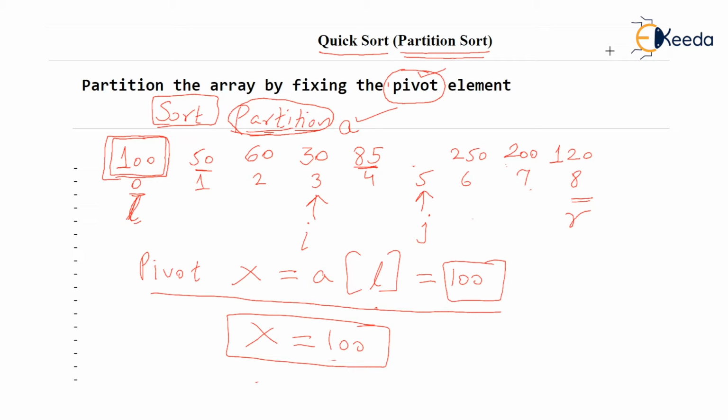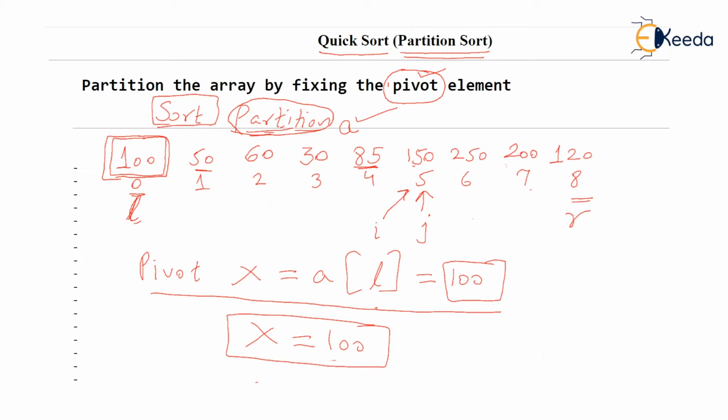So what next? Continue the process. Increase I from its place. From third place, we increase I doing I plus plus repeatedly till we get the first value which is greater than the pivot. And the first value greater than the pivot, observe the array, is 150, which is at fifth place. So the counter I, which was at third place, was increased two times, and it has now stopped at the fifth place.